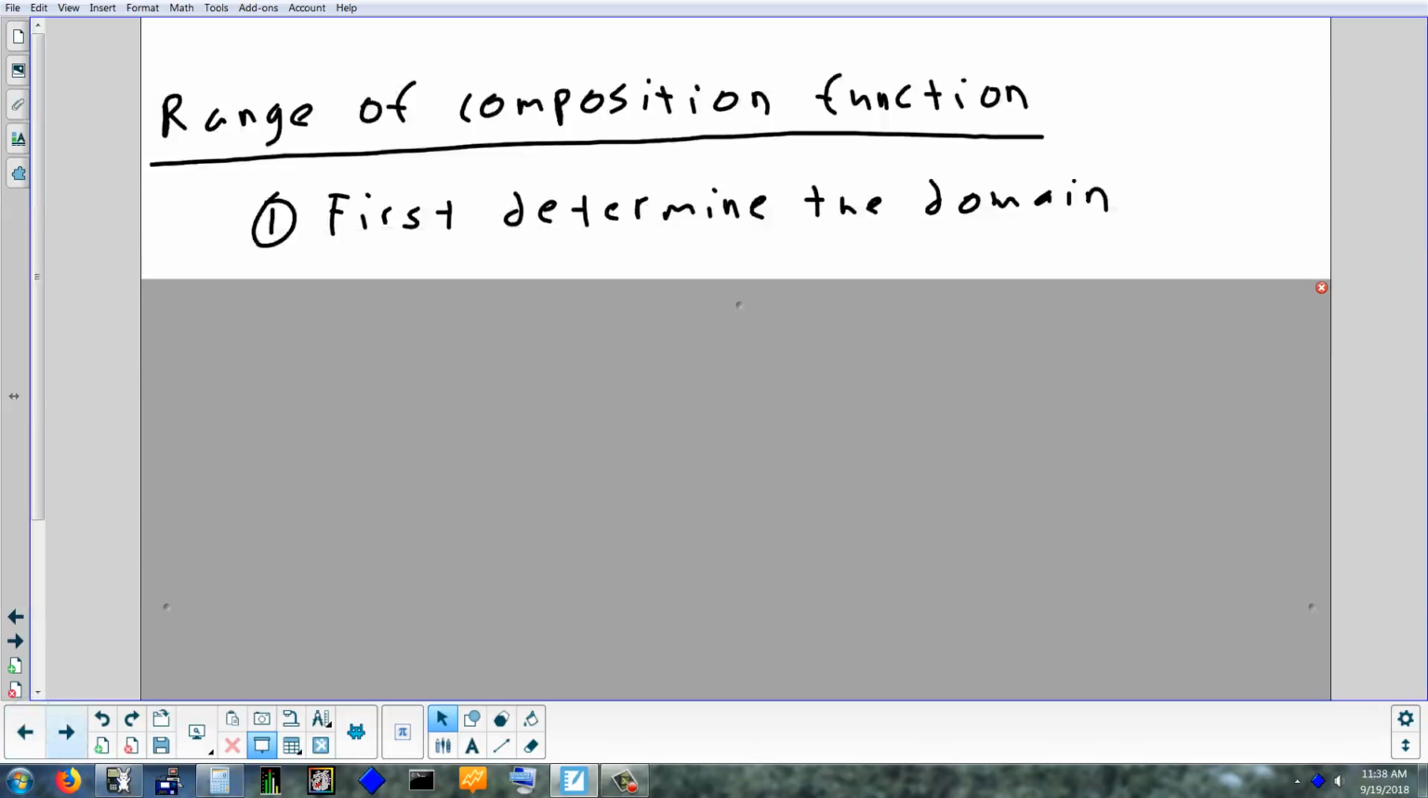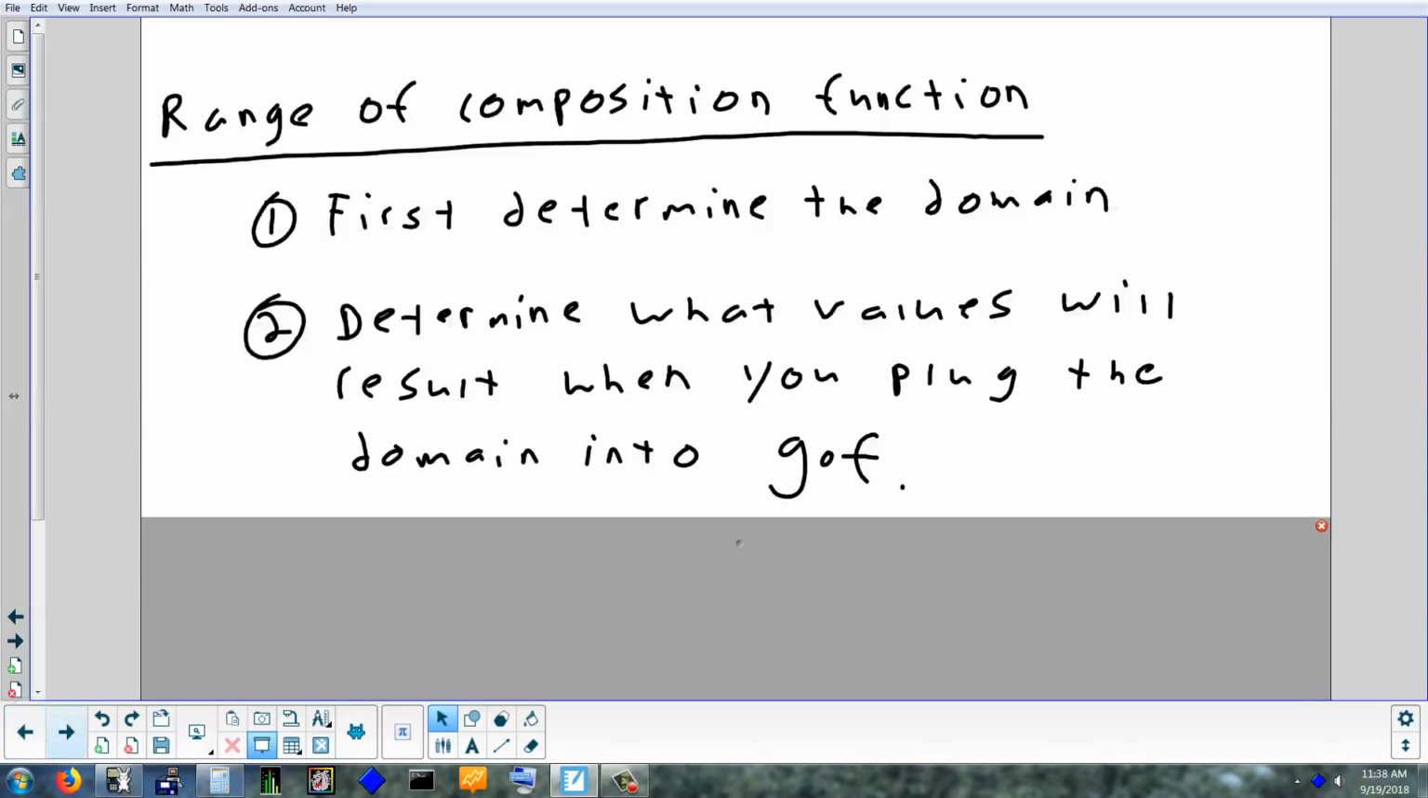Basically, once you know the domain, you just have to ask yourself the question, okay, if I plug in the values that I just said I'm allowed to plug in, what kind of answers do I get? And what kind of answers you get, it totally depends on the problem. It's not like I can say you're always going to get these answers or those answers. It kind of depends. So that's where the calculator can kind of help you. You can look at how high and low the graph goes. If domain is left and right, range is up and down. It's the y values.